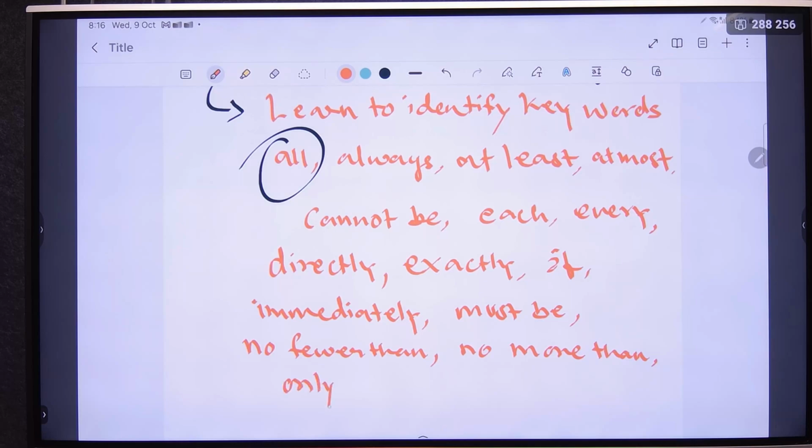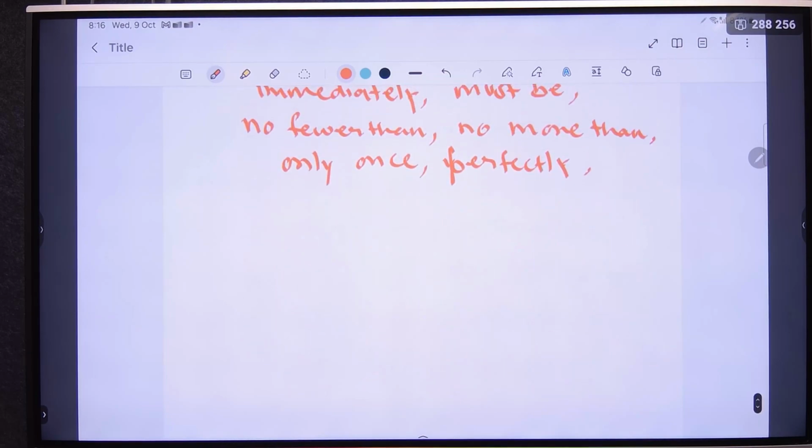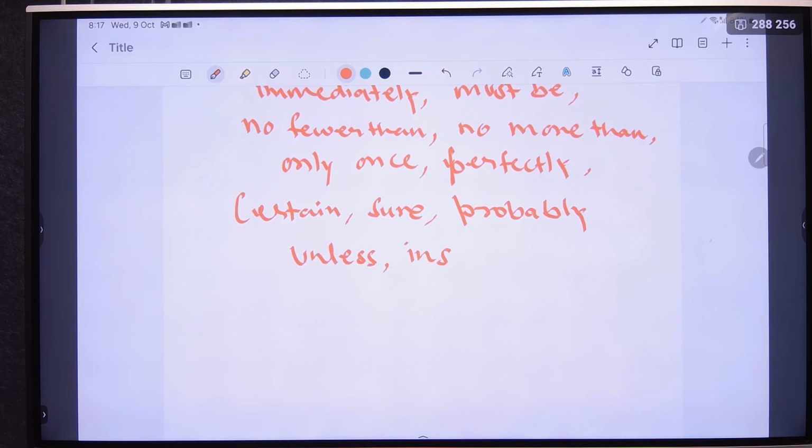Only, once, perfectly, certain, sure, probably. So there are 3 words: certain, sure, probably. Of course, while assuming, we can say probably. And unless, in spite of. We will provide all these things to you in our notes. You can approach us through our WhatsApp number or email.